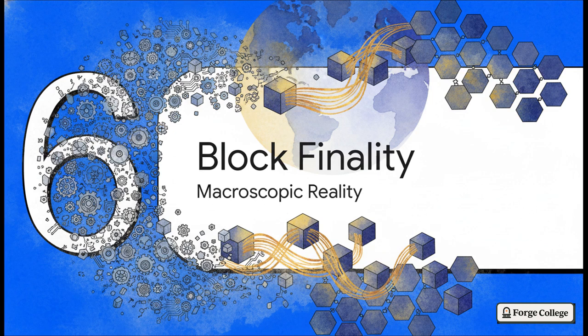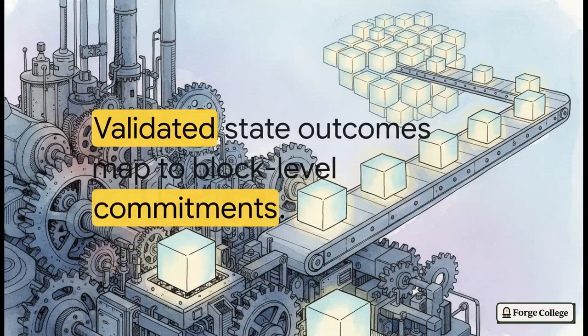Section 6. Preparing for block finality. All right, now that we've totally mastered the micro level, let's zoom back out for a second. We need to connect our microscopic, granular view of the EVM's gears back to the macroscopic reality of the entire Ethereum network. And here is exactly where it all comes together. Validated per-call state outcomes map directly to block-level state commitments. Everything we just traced, every STORE that didn't revert, every byte of data that successfully made it into the permanent vault, that is what actually matters to the network.